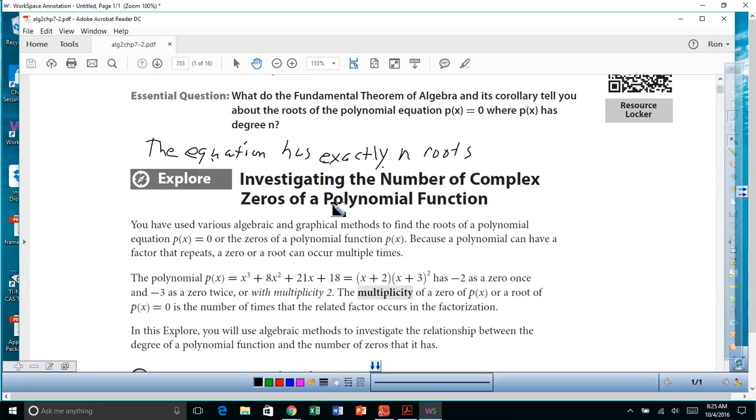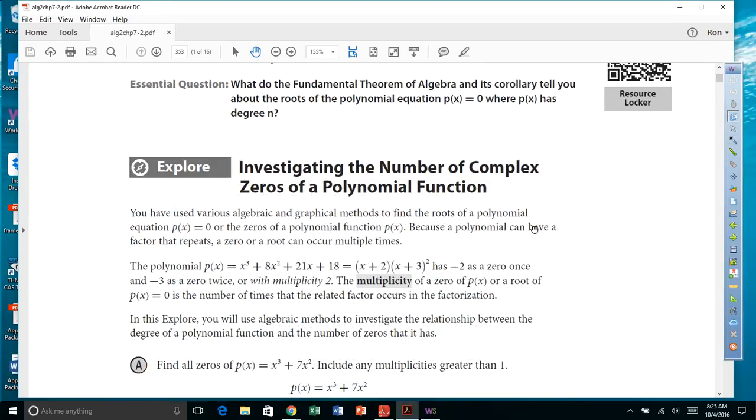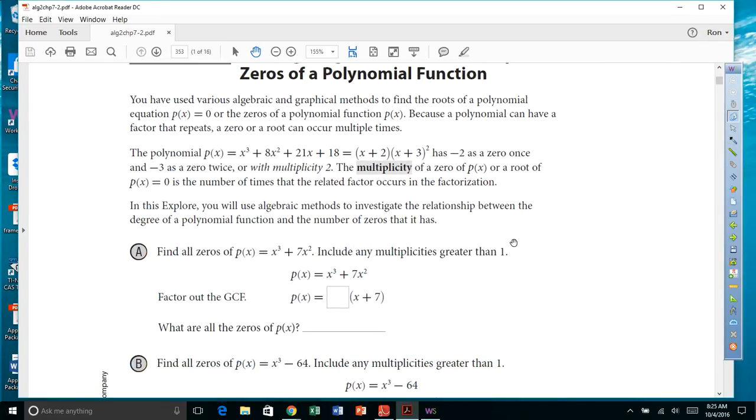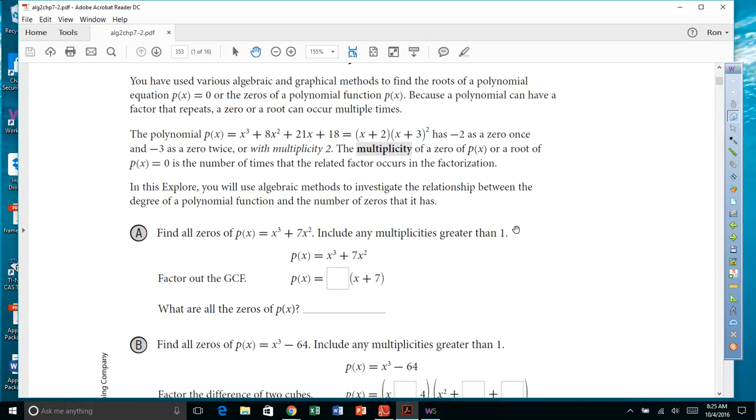Investigating the number of complex zeros of a polynomial function. You have used various algebraic and graphical methods to find the roots of a polynomial equation p of x equals 0, or the zeros of a polynomial function p of x. Because a polynomial can have a factor that repeats, a zero or a root can occur multiple times.